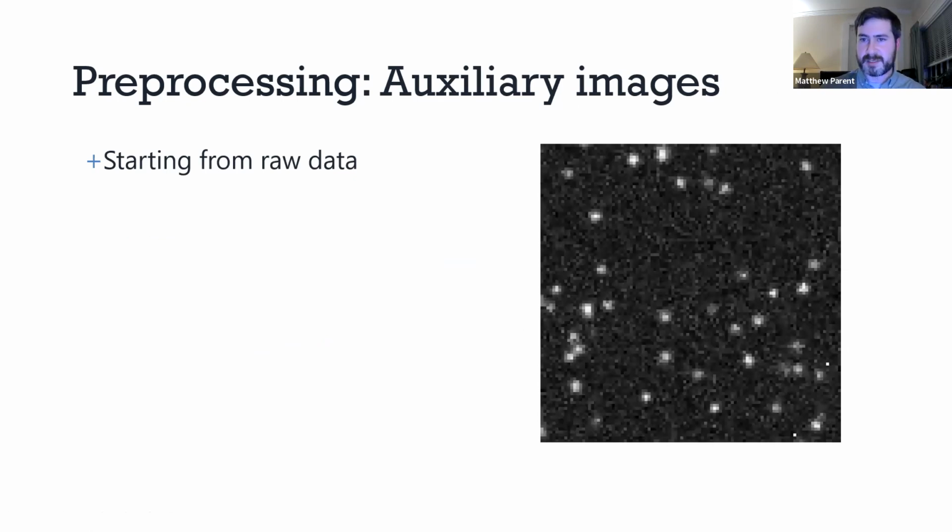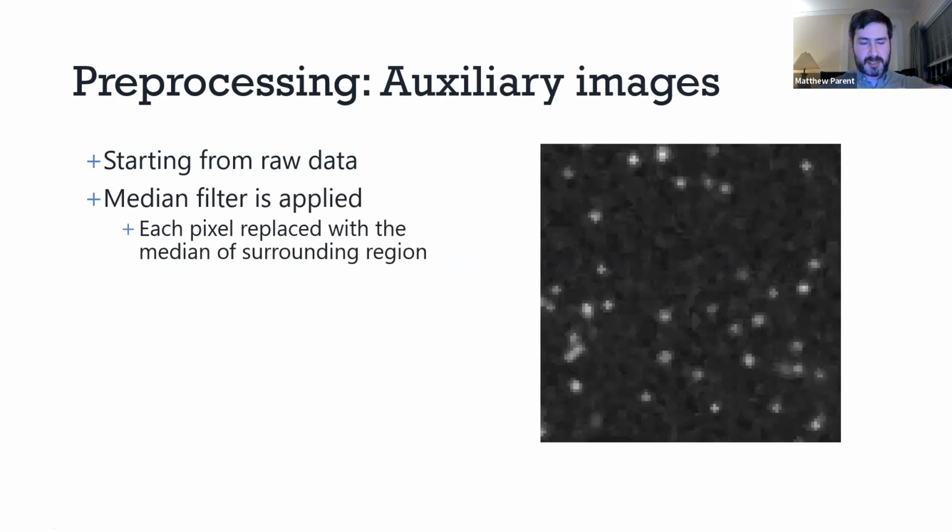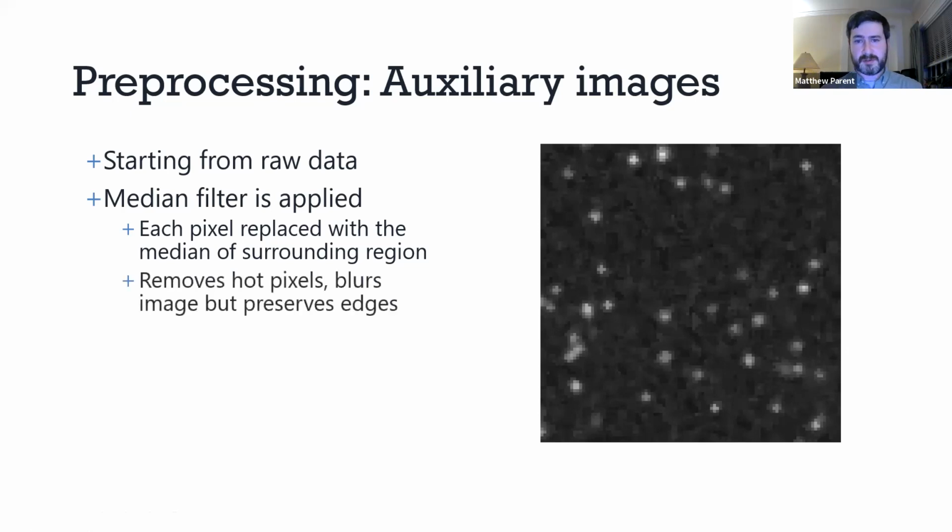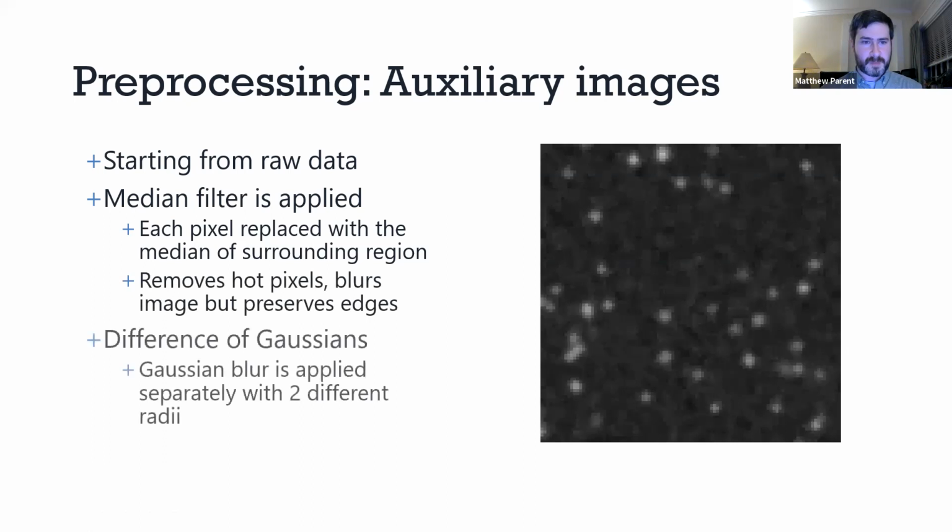The reason I blur it is because I get rid of those hot pixels. You can see there are some hot pixels in the bottom right corner, those little white dots. When you median filter, you're essentially taking a box around each of these pixels and replacing it with the median of those pixels. If you have a really hot pixel or a really low pixel, any sort of outlier, it basically removes all of those. So I start by median filtering. And the next thing I'm going to do is apply a technique called the difference of Gaussians.